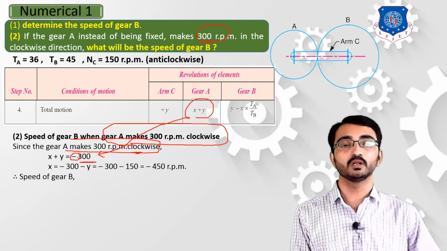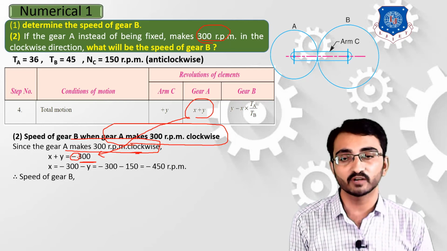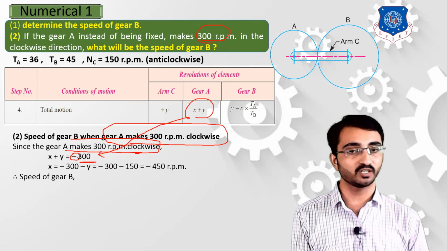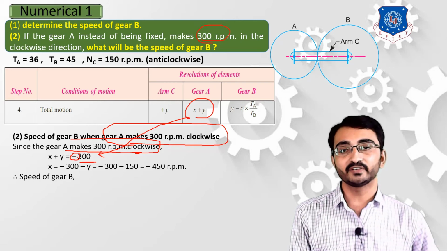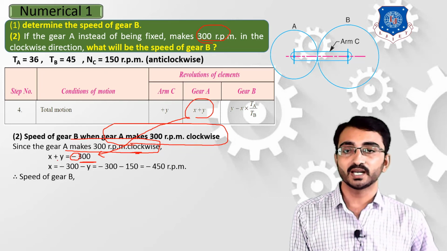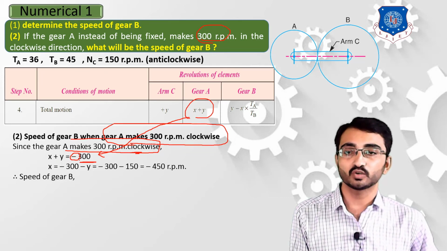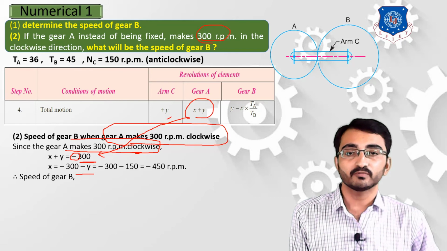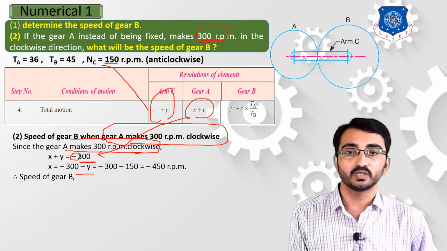Be careful whenever you are solving numericals of gear train. You have to consider the direction properly. If it is anti-clockwise, then it is plus, and if it is clockwise, then you have to mention a minus sign. So now you can write that x is equal to minus 300 minus y. The value of y is fixed because the speed of the arm is always given, NC is equal to 150. So in this numerical y is equal to 150.